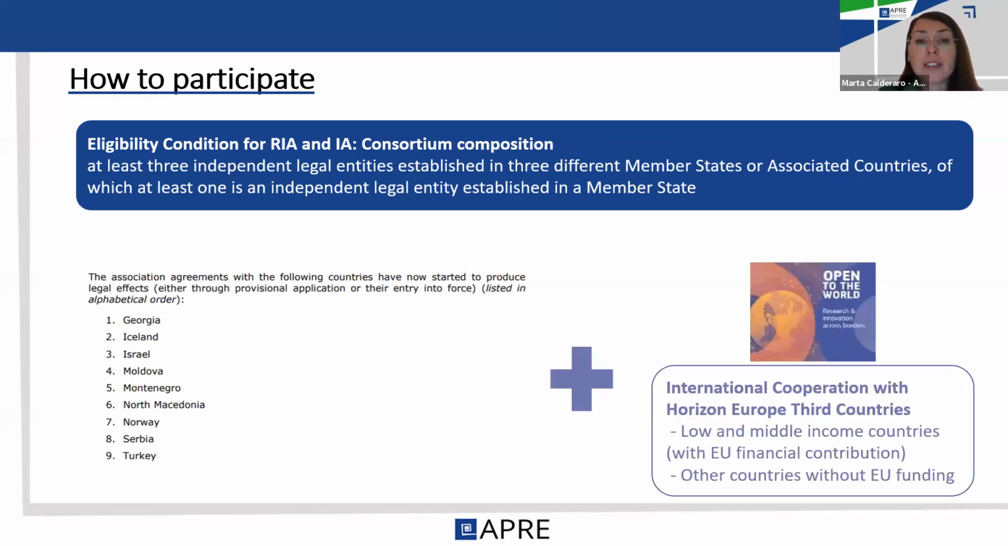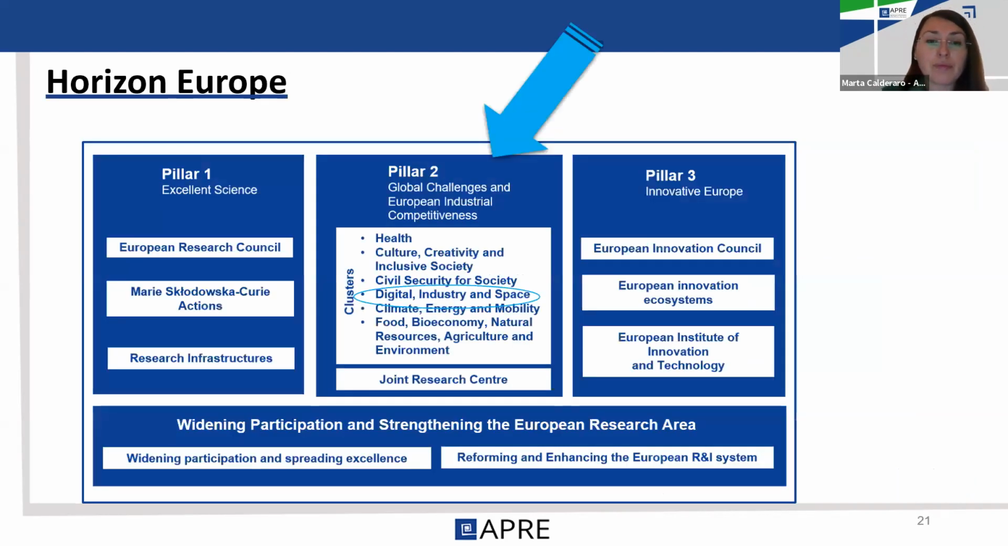And actually there is as well the possibility to engage third countries in Horizon Europe, so countries that are not member states of the European Union and are not associated countries to Horizon Europe. And this possibility is with financial contribution from the European Union, in particular for the low and medium income countries, and, of course there are exceptions, without the European funding for other countries concerning high income countries.